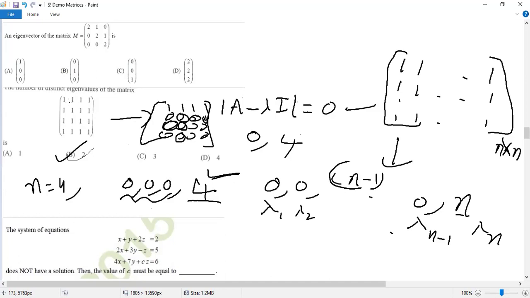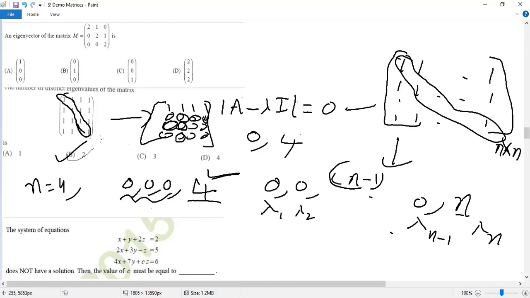Similarly, what is the sum of the eigenvalues? Trace of A, correct, excellent. What is trace of the matrix? Sum of the principal diagonal. What is the principal diagonal here? A11, A12, this is the principal diagonal. Here for 4 by 4, this is the principal diagonal. So this is 1, 1, 1, 1. So 4 ones are there. 1 plus 1 plus 1 plus 1, 4.